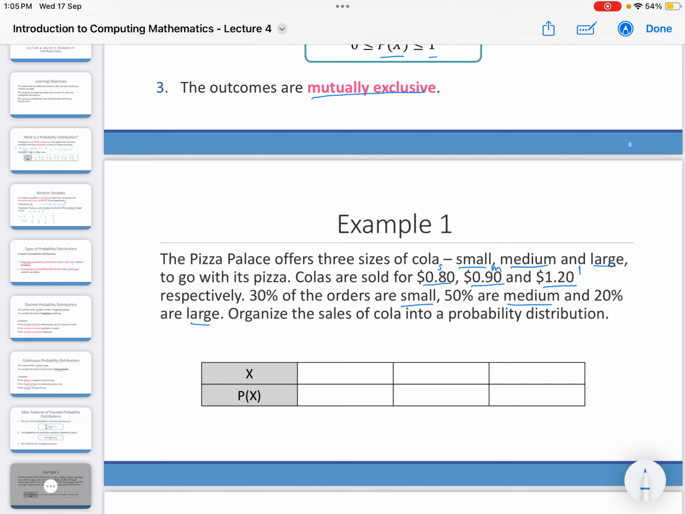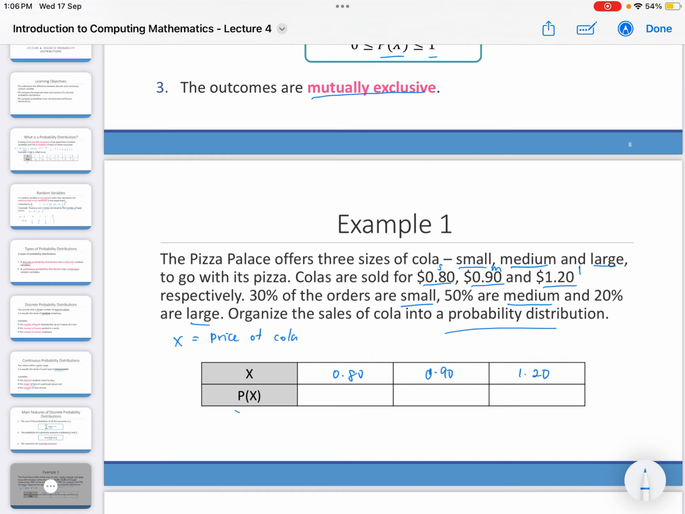Okay, remember for a probability distribution, we have discrete or continuous. For this one, it should be numerical values. So instead of small, medium and large, we should have numbers that represent small, medium and large. So for that, X will be the price. X is actually the price of cola. So the small price is 80 cents, so we have 0.80 here. And then over here will be the 90 cents, and over here will be $1.20.